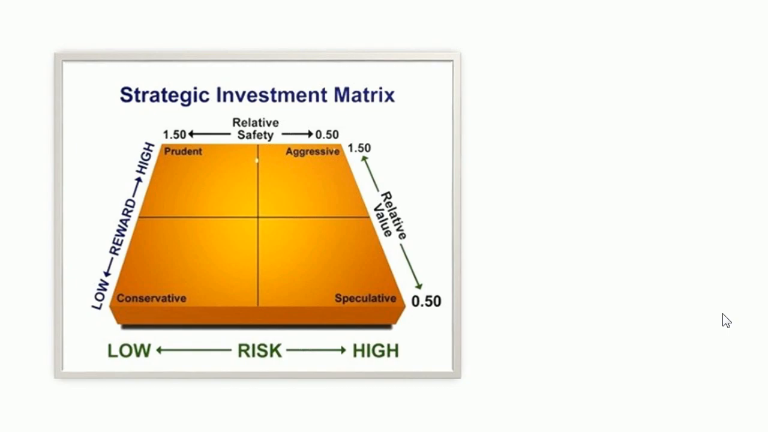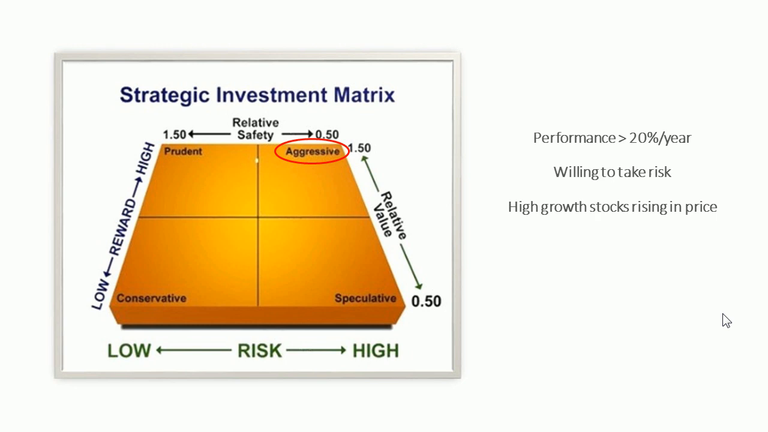Every investor or trader needs a plan that includes a defined balance between risk and reward. The VectorVest system of stock analysis identifies 4 basic investment styles: prudent, aggressive, conservative, and speculative. This investment matrix will help you ensure your stocks are consistent with your investment style and strategy. We'll start with the aggressive investor or trader.